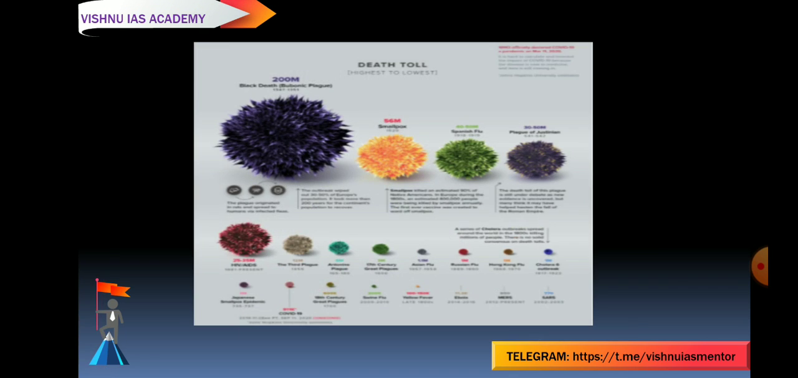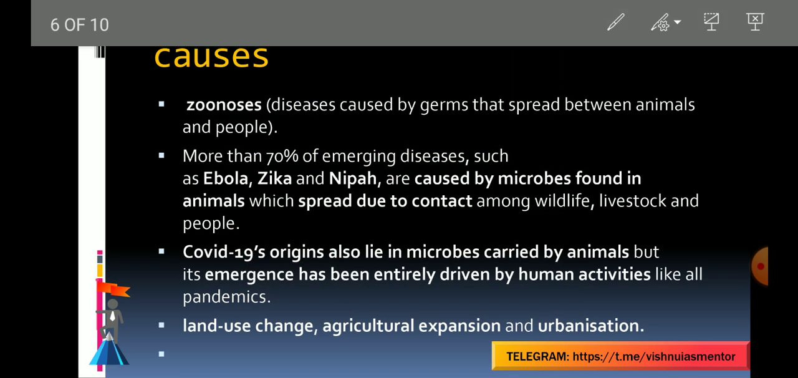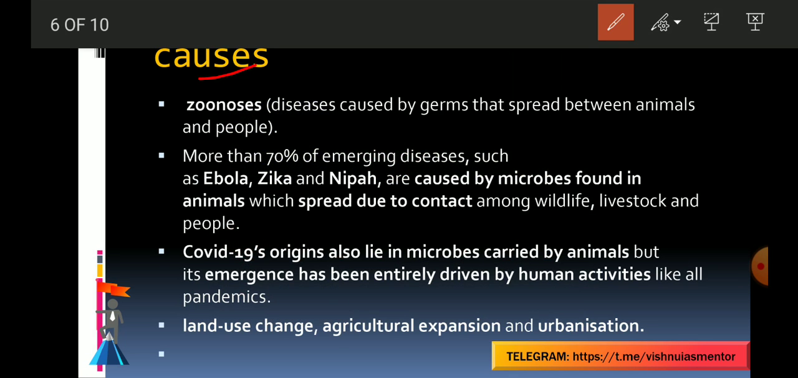Next, let's see the causes of that. First, COVID-19 is at least the sixth pandemic in the last century since the Spanish influenza pandemic of 1918. So from then on, COVID-19 is the sixth pandemic. In March 2020, WHO declared COVID-19 a pandemic.